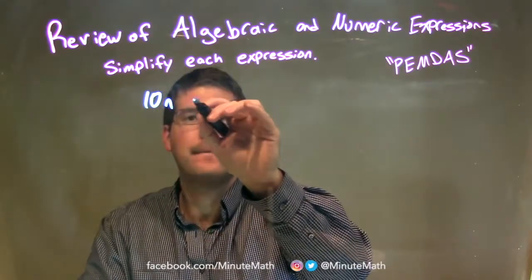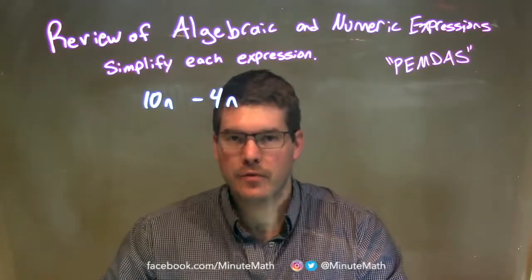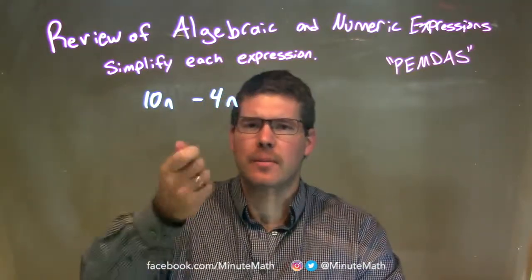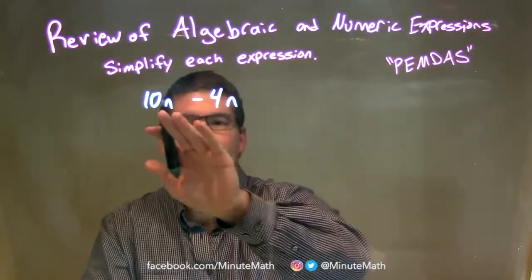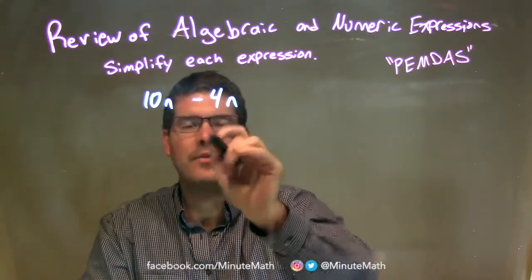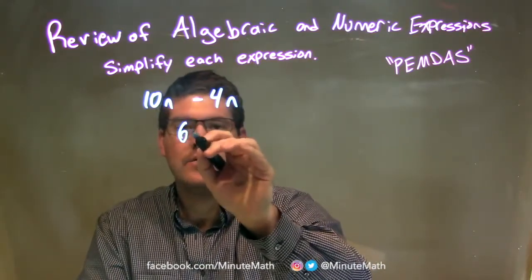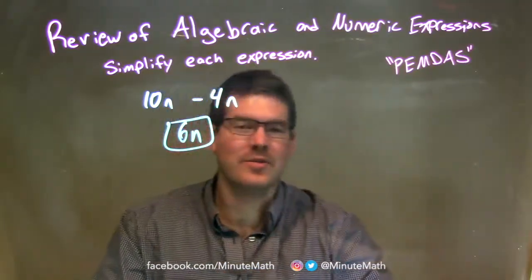10n minus 4n. So I have 10n minus 4n. Well, what I want to do is combine my like terms here. The only like terms I see are the two that are given, 10n and 4n. So we can combine them together using subtraction. 10n minus 4n is just a 6n. So it's 6n right there. And that's it. This is pretty simple. Our final answer is just a 6n.